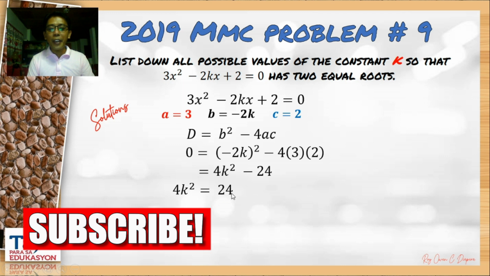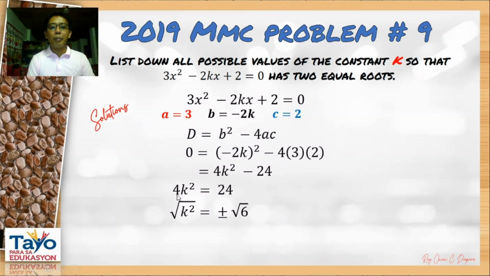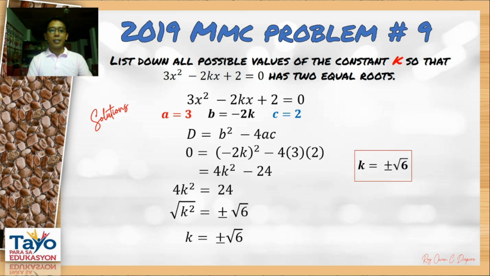Dividing both sides by 4, that gives you k squared is equal to 6, because 4k squared divided by 4 is k squared and 24 divided by 4 is 6. Then we will get the square root on both sides. That gives you the square root of k squared is equal to k. Since 6 has no square factors anymore, we will remain that one as square root of 6. So our final answer is k is equal to positive negative square root of 6.